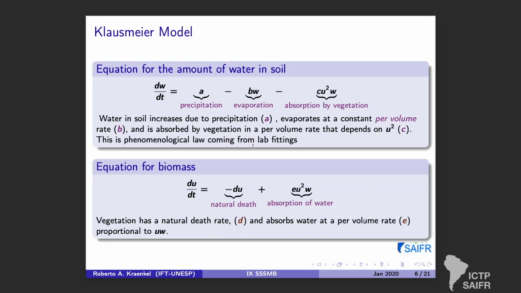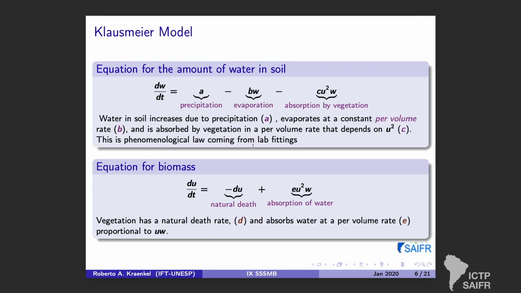First, there's a natural death rate, D times U, and then biomass will increase with some new parameter, U squared W, okay? Where C and E are different, again, because it's a conversion of water into biomass, and then there is an inefficiency, and there is a conversion factor. Okay? So that's the model.